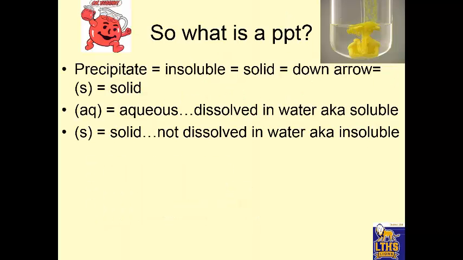Okay, next we're going to have to refer to what a precipitate is. A precipitate is something that's insoluble, a solid. It's shown as a down arrow or an S in the reaction. AQ is aqueous, which is dissolved in water, and S is solid, not dissolved in water. So this is a solid precipitate. This is AQ.